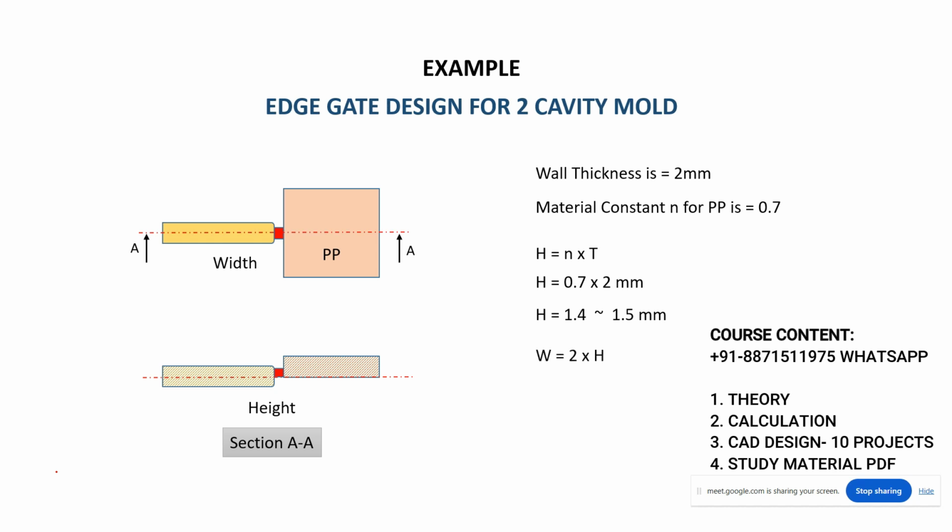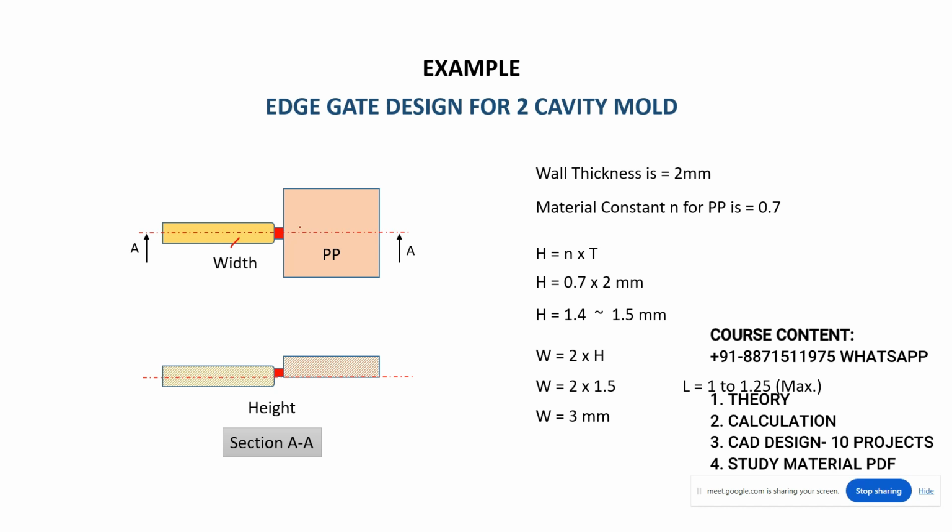Okay. Now W equals 2 into H. So 2 into 2, multiply by 1.5. You will get W equal to 3 mm. So you got the value of H as well as W. And L you can take 1 to 1.25 maximum, right? So you will get the gate dimension.